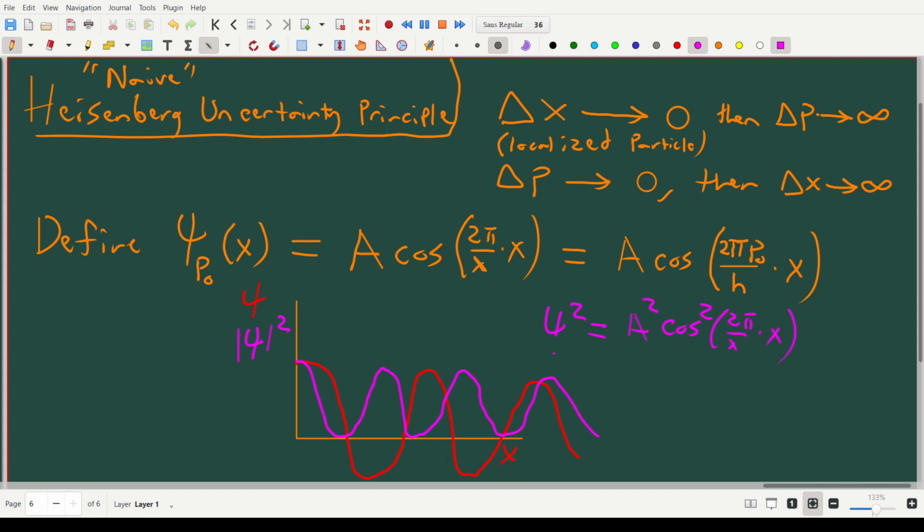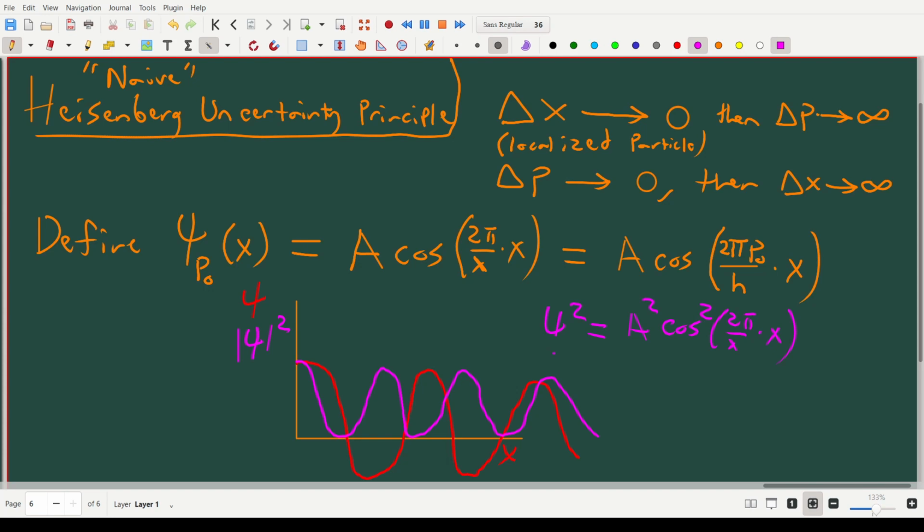But here's a contradiction. I said that if I localize the momentum, so I know the exact momentum, then my uncertainty in x is infinite. Well, what does that mean? That means the probability of observing the particle at any position is the same. I have no knowledge of its position, but this wave function, psi squared, tells me that there are positions that are preferred over other ones.